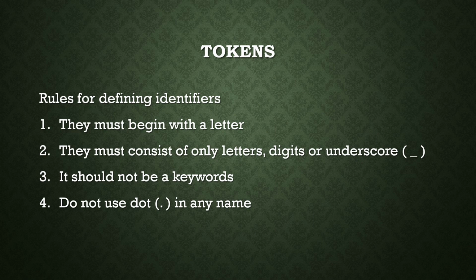Number 4 is do not use dot in any name. Dot is an operator in the C++ programming language. So you cannot use, say, roll number as "no dot" in number. You don't use those types of names. You can use "no" only, or you can use "no underscore" like that, but you cannot use dot, "no dot".